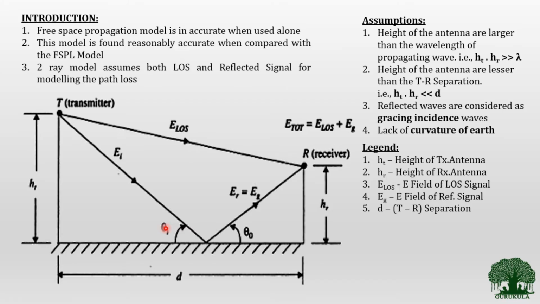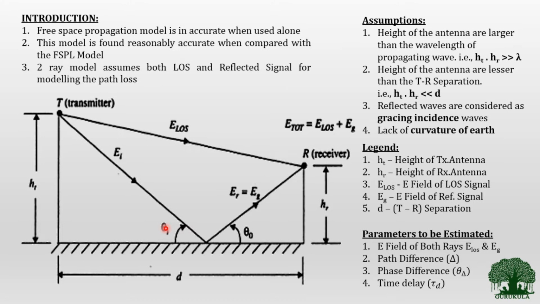So to get further depth into the derivation part, we will formulate a flow for the derivation. There are certain parameters which we have to evaluate. The parameters to be evaluated are: we have to find out the E field for both the rays, for the line of sight signal as well as the reflected signal. That will be the first part.